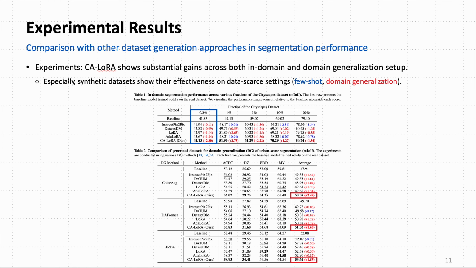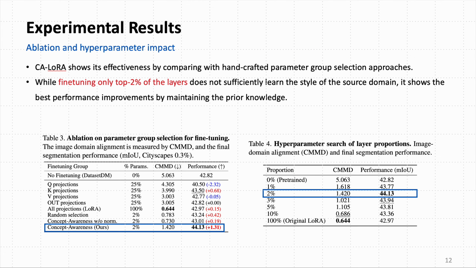Quantitatively, CA-LoRA consistently outperforms our baselines. On in-domain Cityscapes, we improve mIoU in both the few-shot setting and the fully supervised setting. On domain generalization, we also obtain mIoU gains when combined with HRDA, the strongest DG backbone.